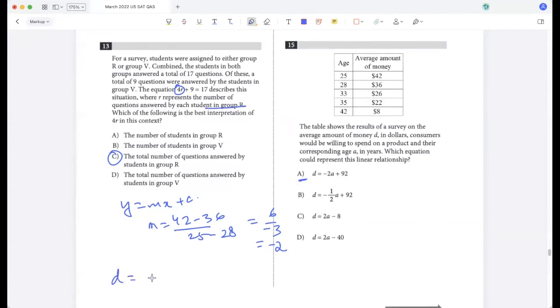So the only option with a slope of -2 is A, but let's just verify. So y is -2x plus c, and let's put this value. So 42 is -50 plus c. So c will be 92. Yeah, so it is A.